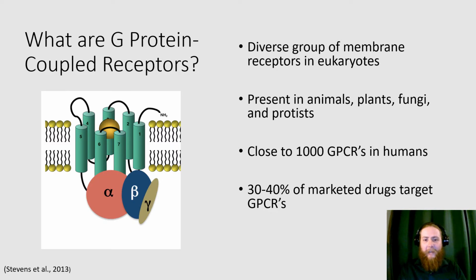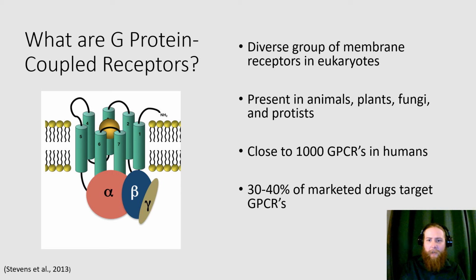Okay, now that we have reviewed some of the basics of biochem, let's jump in and talk about G protein-coupled receptors. What are they? They are a diverse group of membrane receptors in eukaryotes. They're present in all eukaryotes. They're in animals, they're in plants, they're in fungus, they're in protists. In humans, there are close to 1,000.